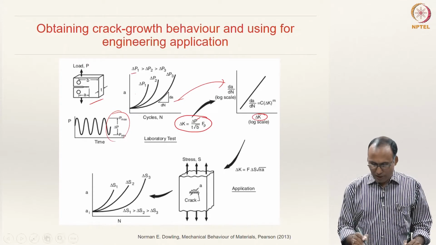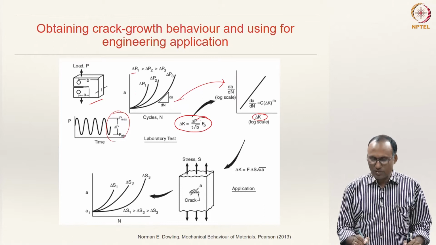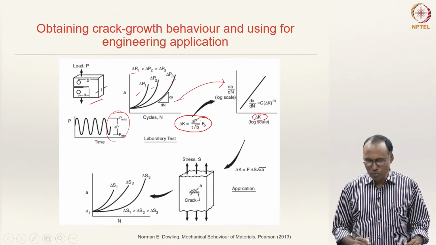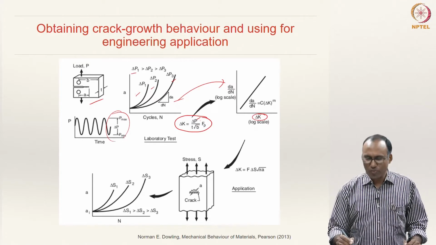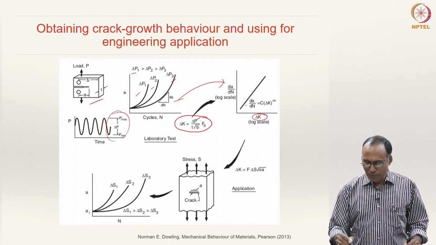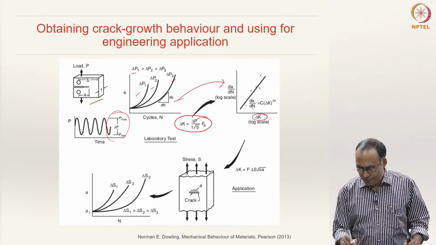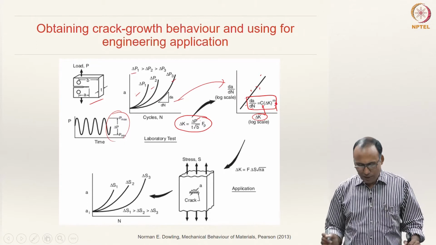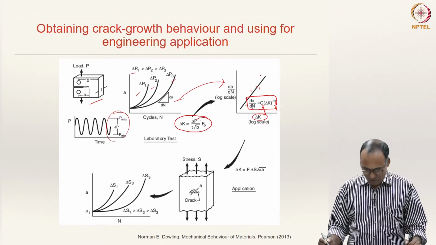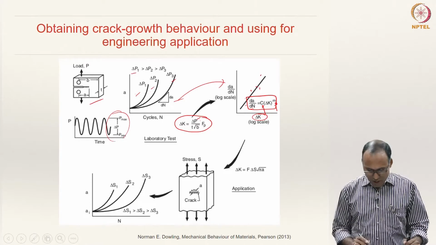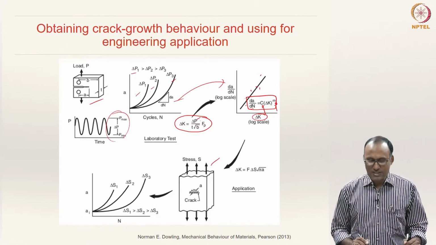Delta K is calculated from delta P. So, for delta P1, delta P2, delta P3 you will get different values, as many delta P's as you can do. Then you will get several values, and all of them you will fit a straight line on a log scale, and then from there you can calculate your C and m for that particular material and the geometric scenario, and use that information now for real life applications, wherein you know what your stress is.